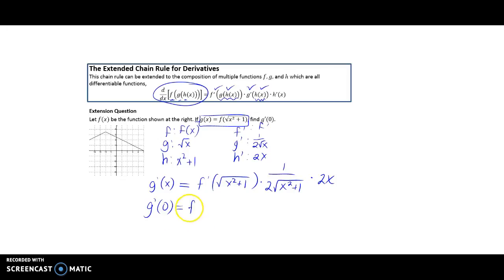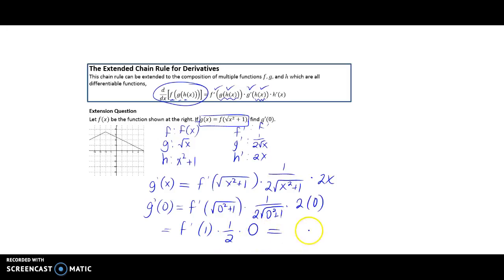So this becomes f prime of the square root of 0 squared plus 1 times 1 over 2 square roots of 0 squared plus 1 times 2 times 0. This is f prime of 1 times 1 over 2 times 0. And I know without a doubt that when I multiply those things by 0, I'm going to get 0.